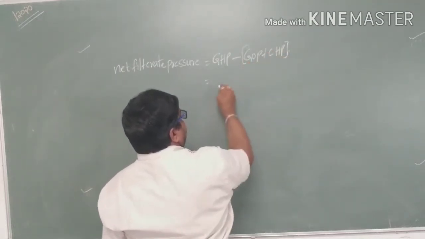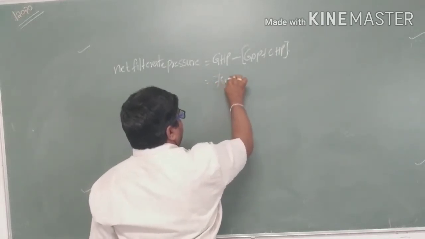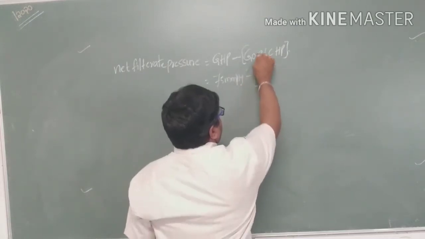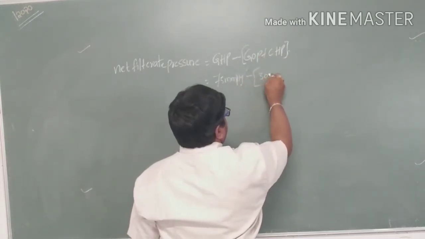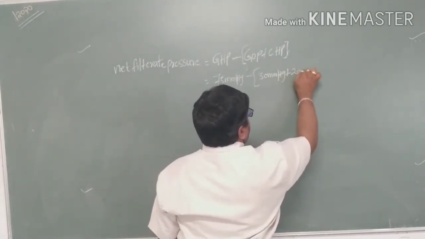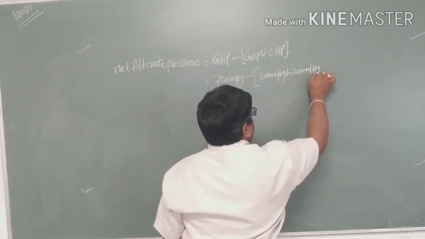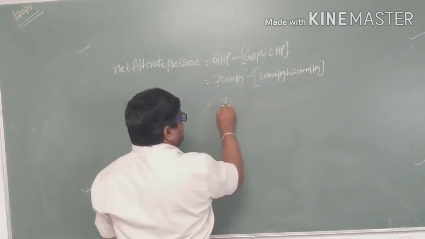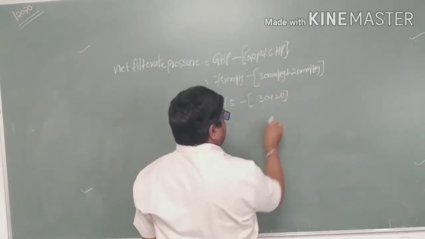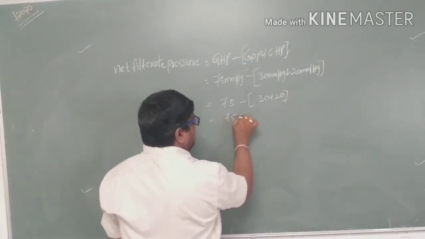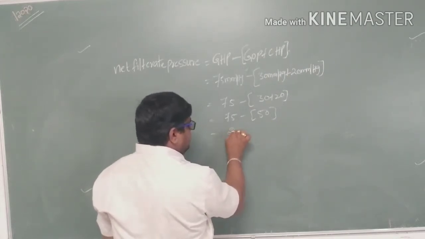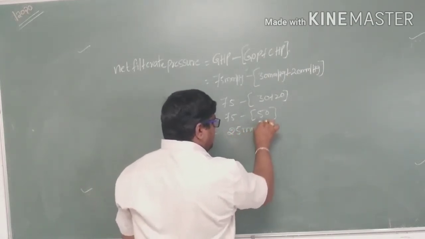So here, 75 mmHg minus 30 mmHg plus 20 mmHg. If we calculate, 30 plus 20 is equal to 50. So 75 minus 50 means 25 mmHg.